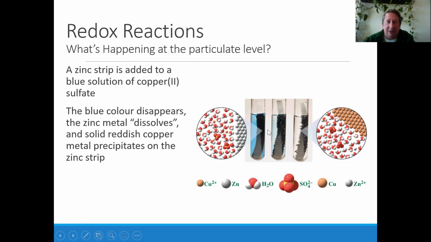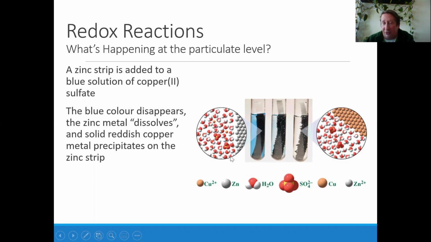If you were to look at that solution, you would see lots of water molecules, but then once in a while you'd see a little copper 2 plus cation, and you'd see little sulfate anions. But mostly it's water with those ions floating around. Then into that blue solution, we put a piece of zinc metal.